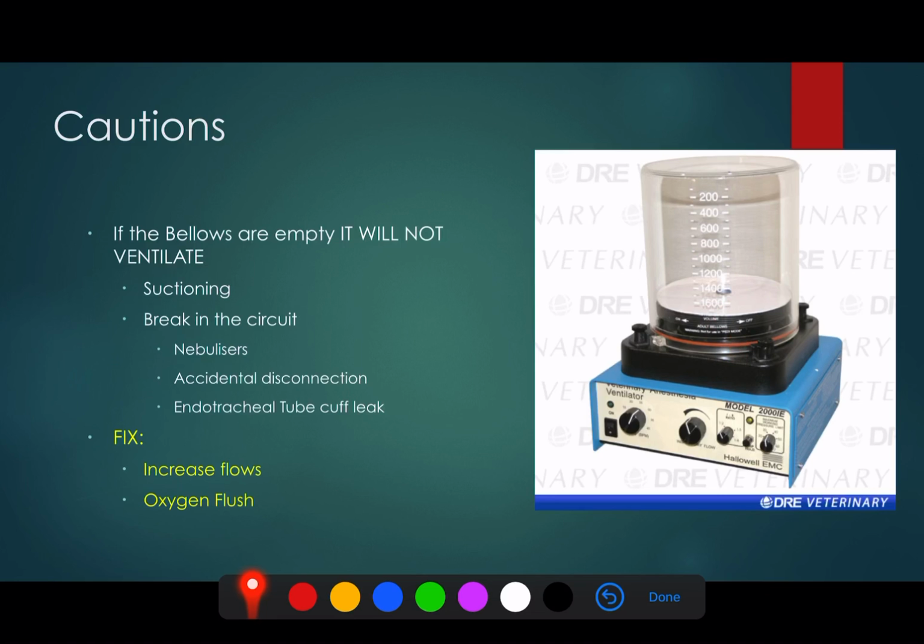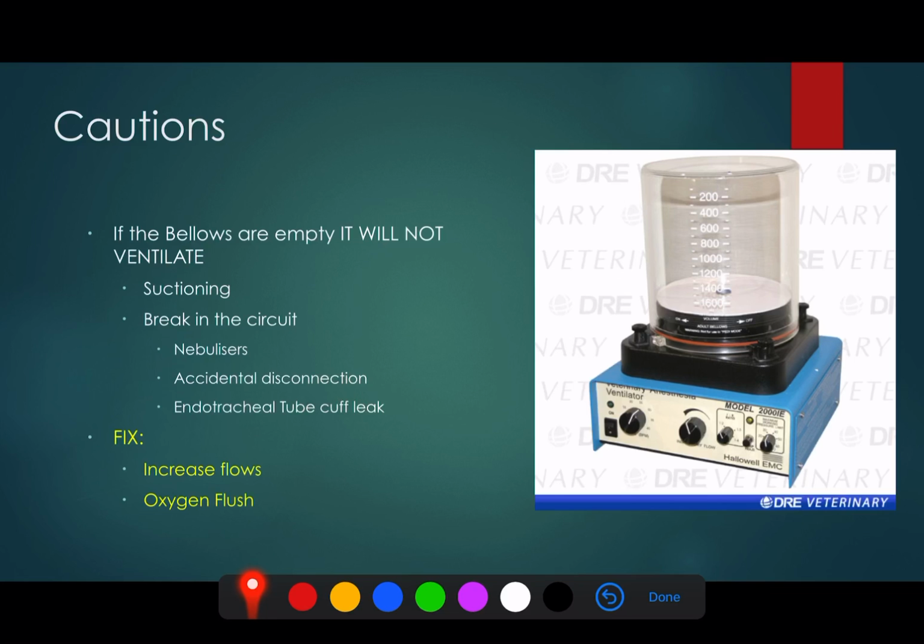The other way it can happen is by breaking the circuit. So sometimes if you're putting in nebulizer units, it can break the circuit. Or if you've got an accidental disconnection, and the common places for disconnections are at the site of the machine, the site of the patient, or in some of the tubing that you've introduced in, for example, the HME or the humidifying wet circuit.